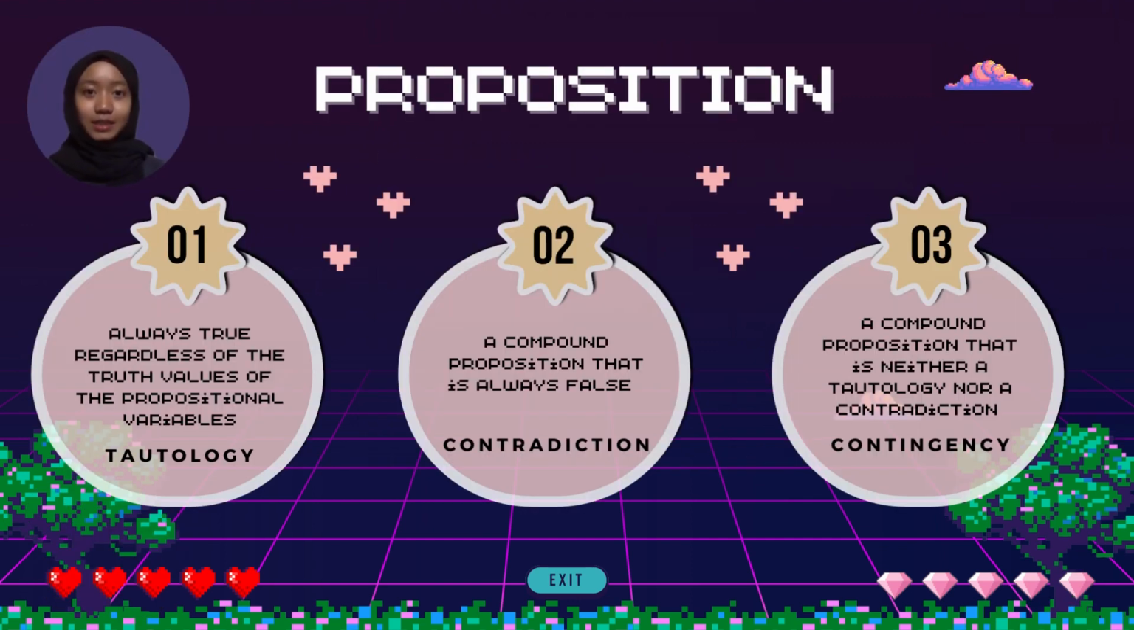As I said earlier, proposition consists of tautology, contradiction, and contingency. Tautology is a compound proposition that is always true regardless of the truth values of the propositional variables. And next, we have contradiction, a compound proposition that is always false. And last, we have contingency, a compound proposition that is neither a tautology nor a contradiction.